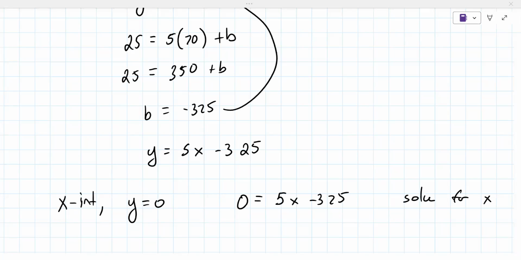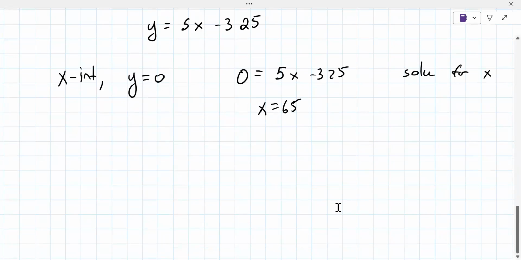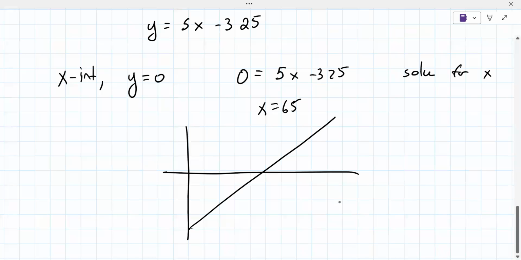X equals 65. Yeah. So now we got to give some significance. I think this is probably the hardest part of, well, what does that even mean? So what that means is the graph of this thing looks like this, where that's 65.